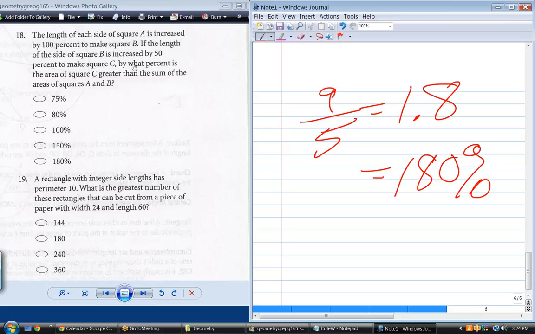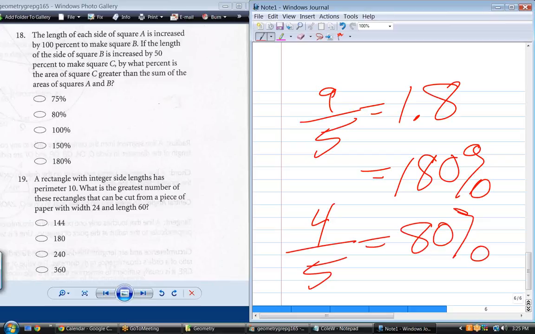Well, notice the question. By what percent is the area of C greater than the sum of the other two? Well, it's greater by 4. And if I take 4 over 5, I get 80%. Yeah, you're right. Okay? And the only reason I can figure that out is they've already told me that C is an increase of 50%. So I went from 2 to 3.